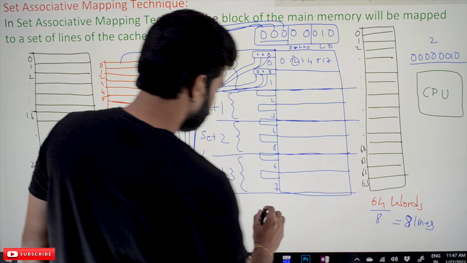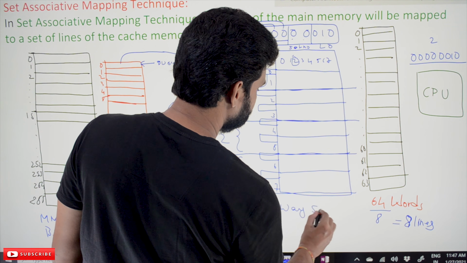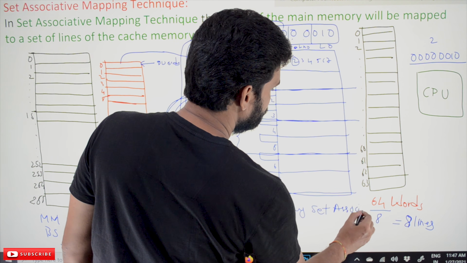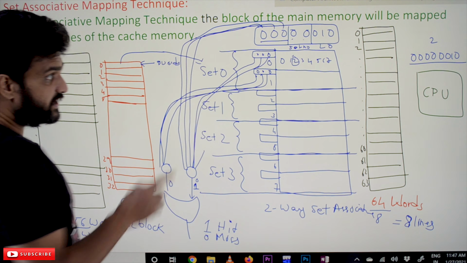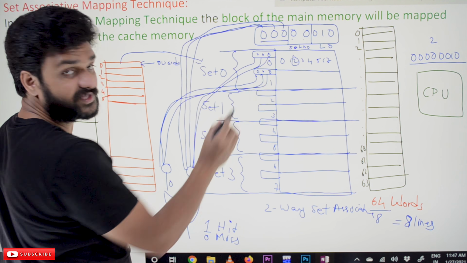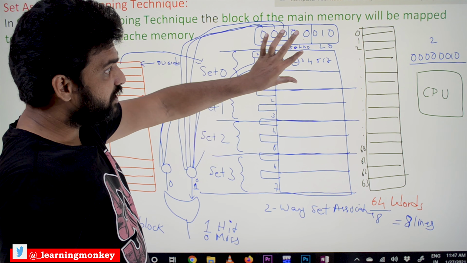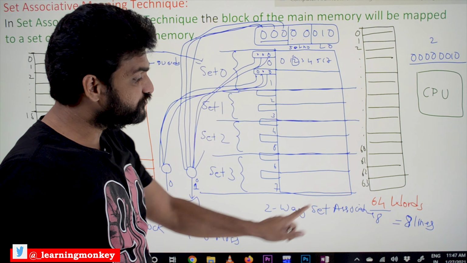The other name for this is two-way set associative cache mapping. Why is it called two-way set associative? It is called two-way set associative because each set has 2 lines.